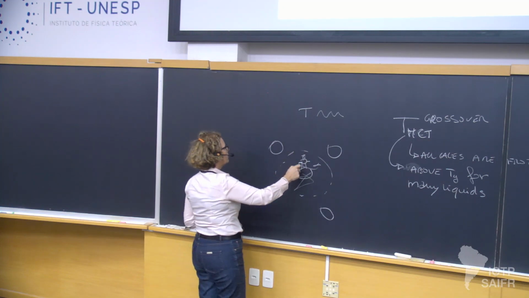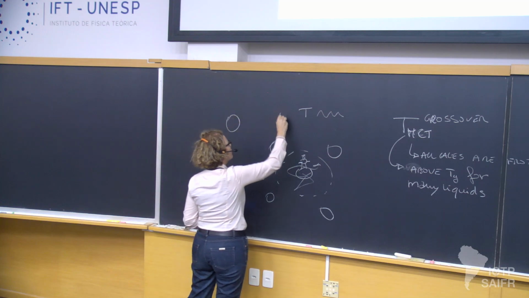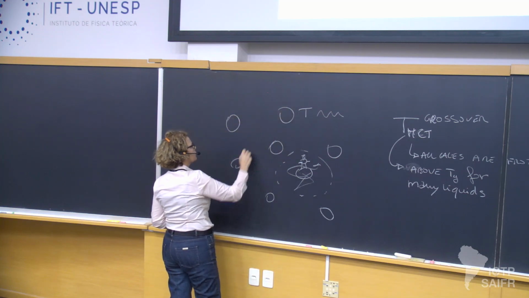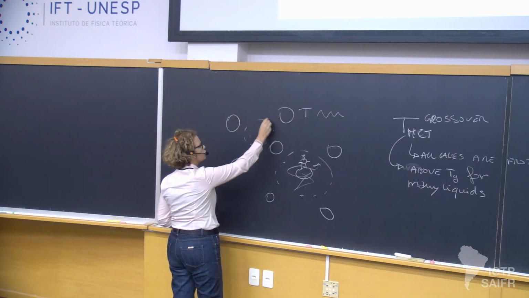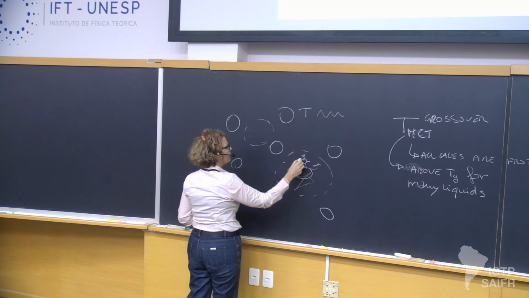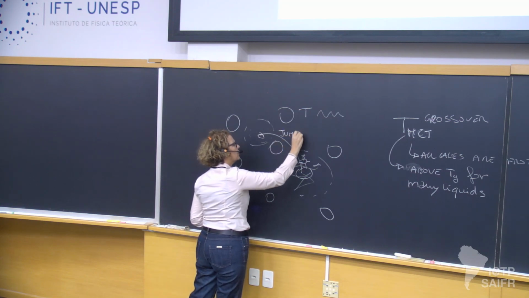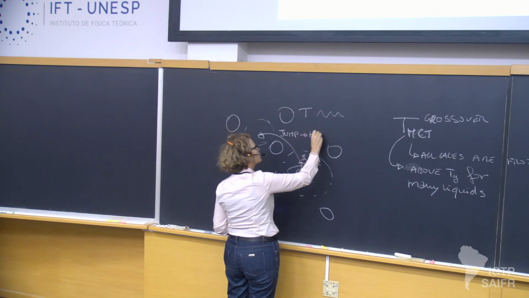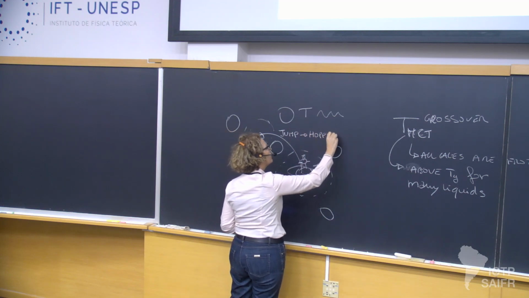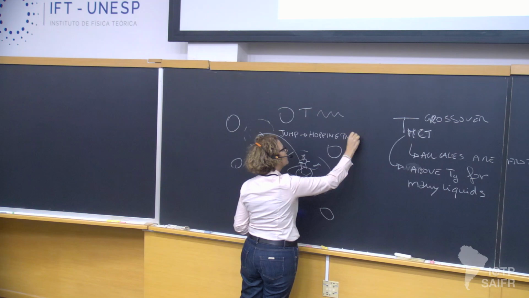Where do I jump? I can jump into another empty space that is close. Let us suppose that here I have enough space to jump. If I get enough fluctuation, I jump here. This is a jump, so it's a hopping. So physicists call it hopping processes.